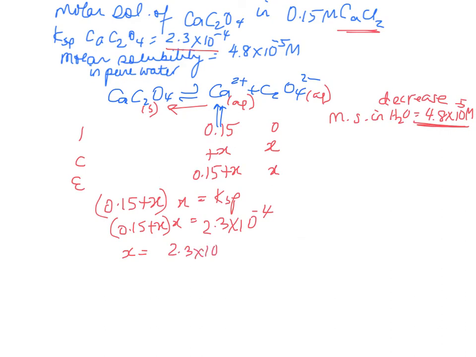2.3 times 10 to the negative 4 divided by 0.15 plus X, and since X is so small, you can simply neglect it, and so when you solve it, the value of X is going to come out to be 1.5 times 10 to the negative 8. I miswrote that, so I fixed that.